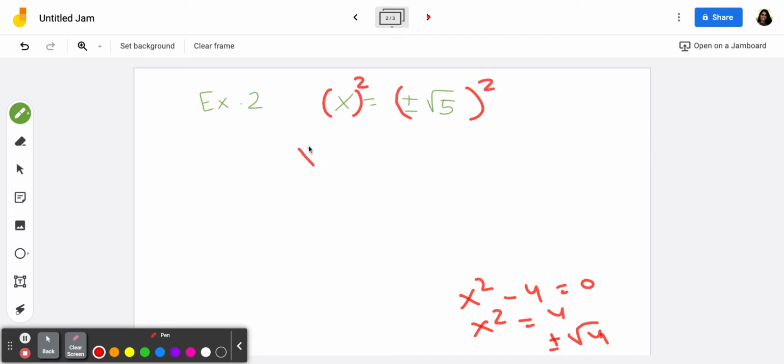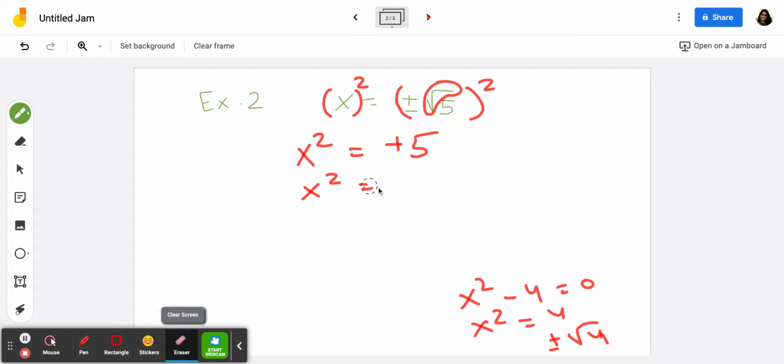When we square x, we get x squared. When we square this, what happens to a positive squared? A positive squared is still a positive. What happens to a negative squared? A negative squared is also a positive. So sometimes students ask, well, what happens to this positive and negative? Well, positive squared is positive, negative squared is also positive. So it's just a positive. And what happens to a square root when you square it? They cancel. Okay, so we're going to move 5 to the other side by subtracting it. So x squared minus 5 equals 0, and that's our answer.